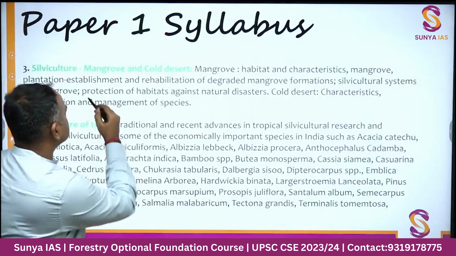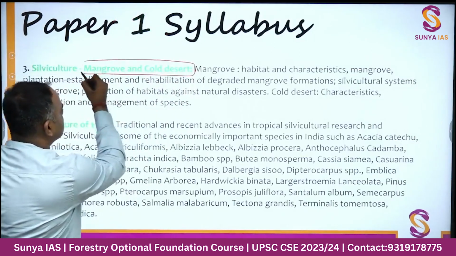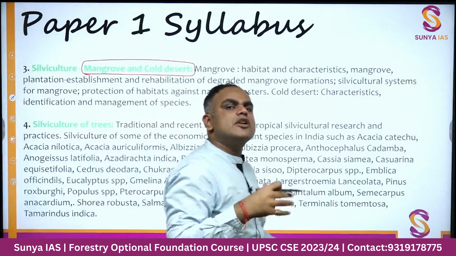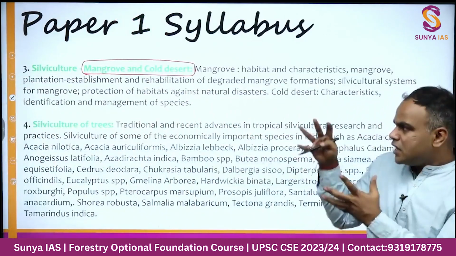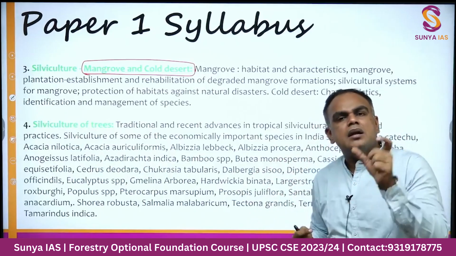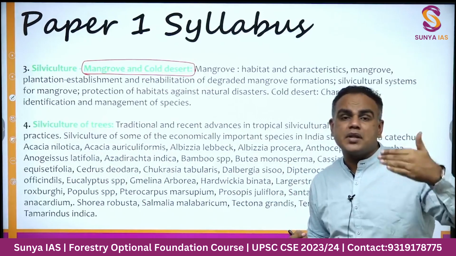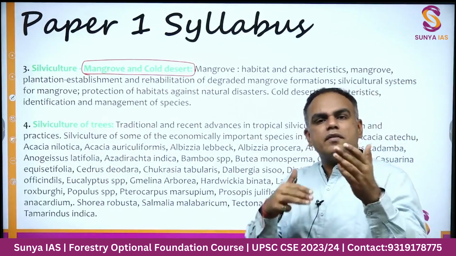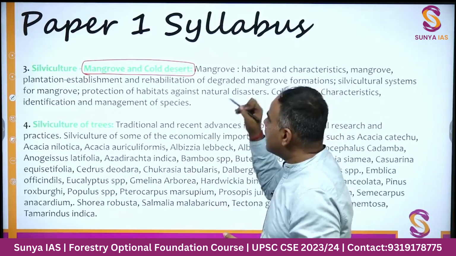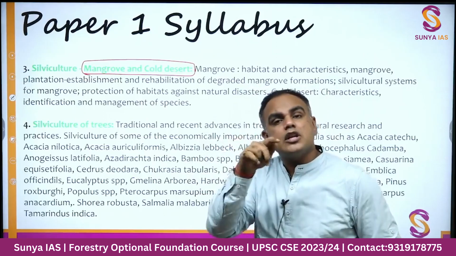Now, mangroves. Everybody reads about mangroves and cold desert in your general environment. Here we'll go into more detail. For example, number one, examples of species of mangroves. Then the afforestation of different difficult sites. For example, how would you go for afforestation in cold desert?